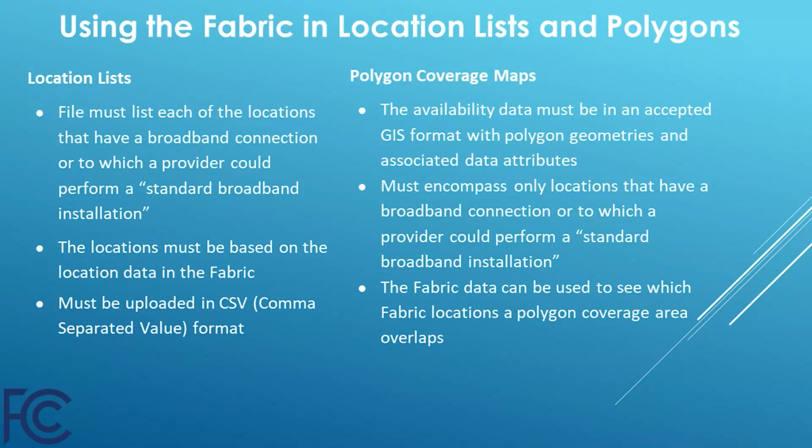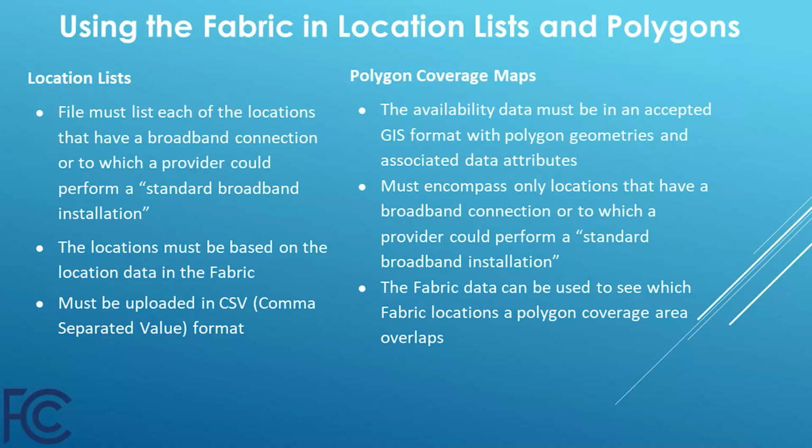You may submit fixed availability data in one of 2 formats in the BDC system, either a list of locations or a polygon coverage area, and the fabric is used differently in preparing your data depending on which format you choose. Note that you must choose only one format for your fixed availability data in each BDC filing.